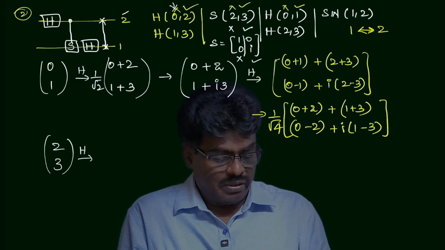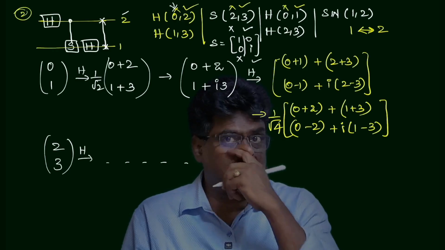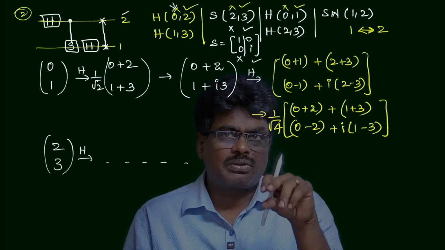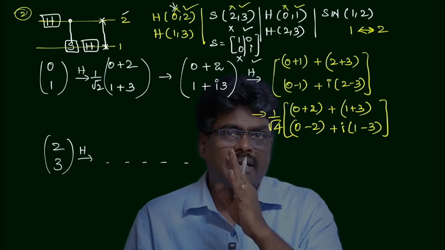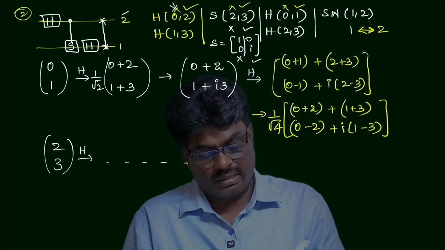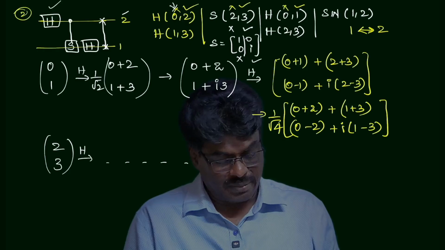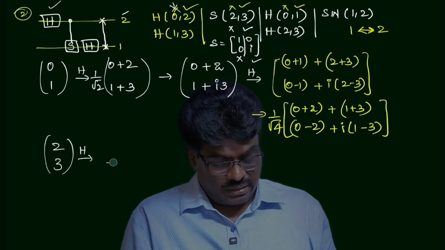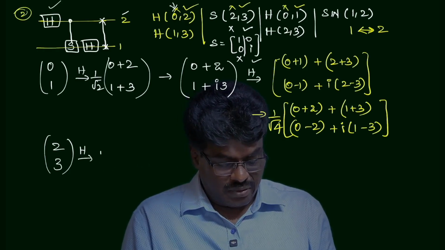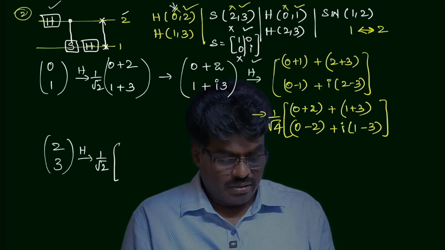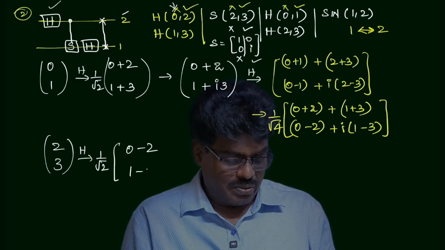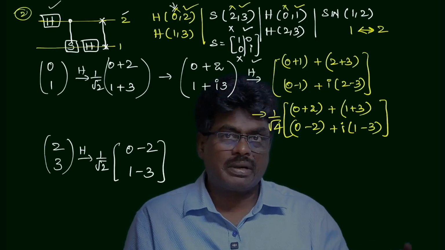No need to do all these things because the initial operation is Hadamard. This is possible whenever the initial operation is Hadamard, because here the initial operation is Hadamard. The reason is, if you write the starting 1, it becomes 0 minus 2 and 1 minus 3, and the rest of the operations are the same.